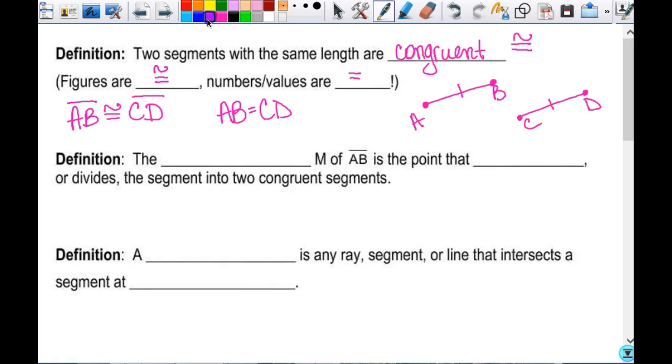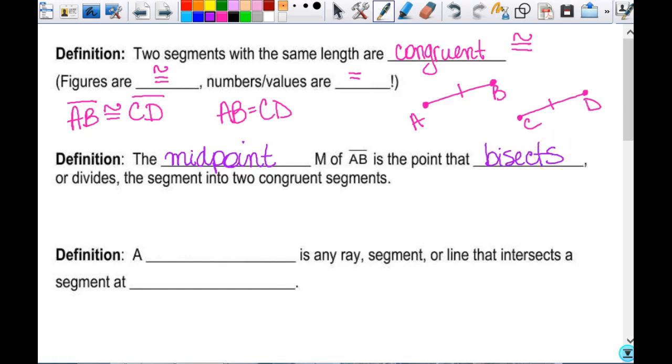So then, next definition, the midpoint. The midpoint M. Now, the midpoint doesn't always have to be the letter M. It just is in this case. The midpoint M of line segment AB is the point that bisects or divides the segment into 2 congruent segments. A bicycle has how many wheels? 2. That's why it's a bicycle, right? This refers to sections, so basically 2 sections, but it's not just 2 sections.